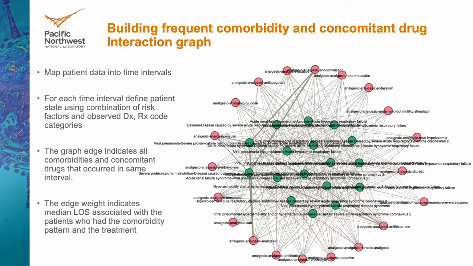You can also see that this is a weighted graph, and the edge weights here represent, given a green node, a comorbidity pattern, and a treatment pattern, or the associated drugs, the median length of stay for the patients who had that comorbidity and received the treatment. So by looking at the shift in this graph structure over time, we can gain some understanding of how the length of stay for the patients with certain comorbidities has changed.